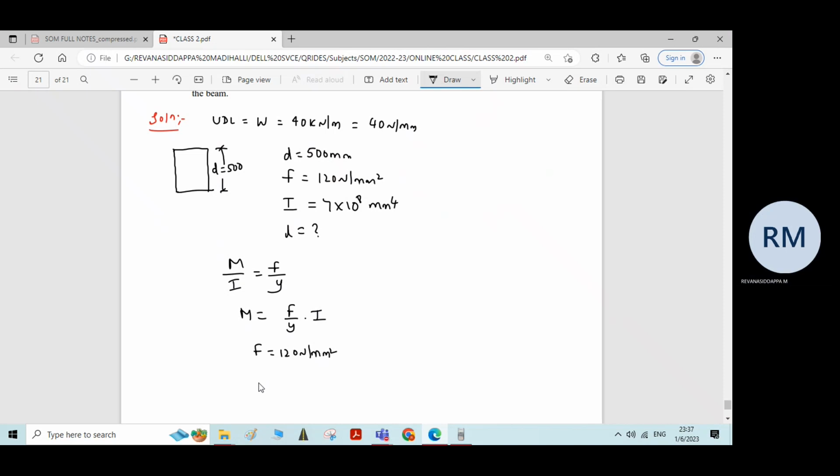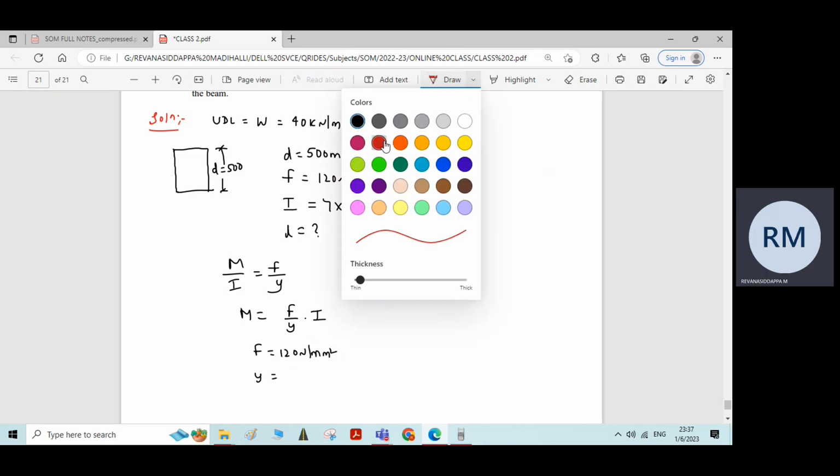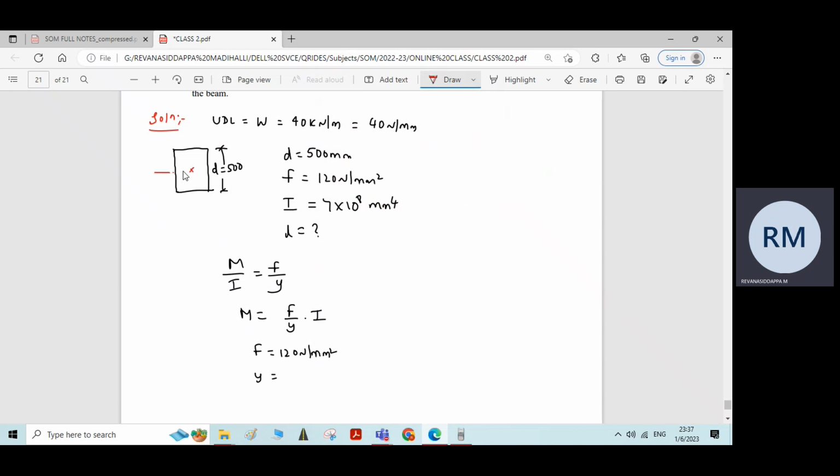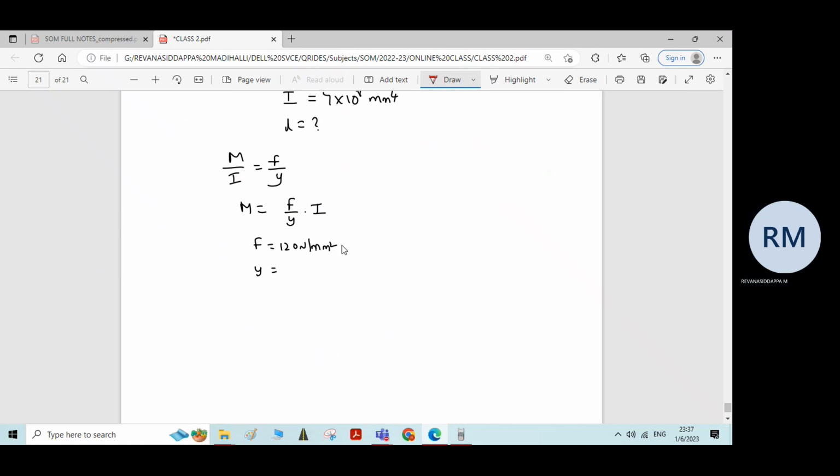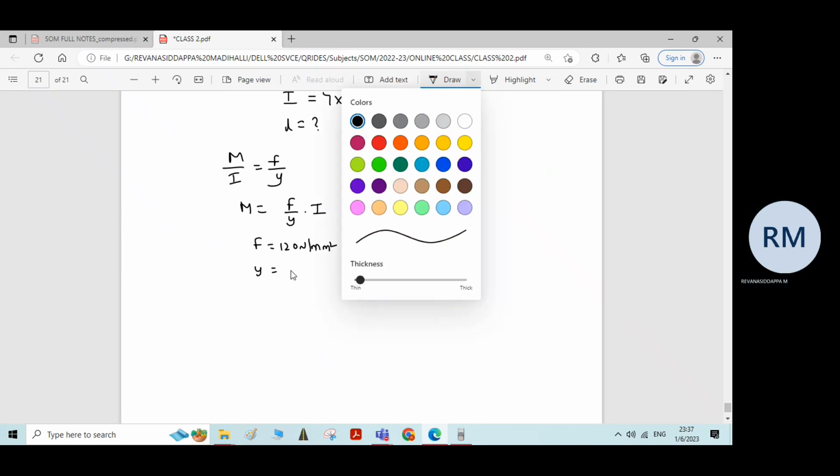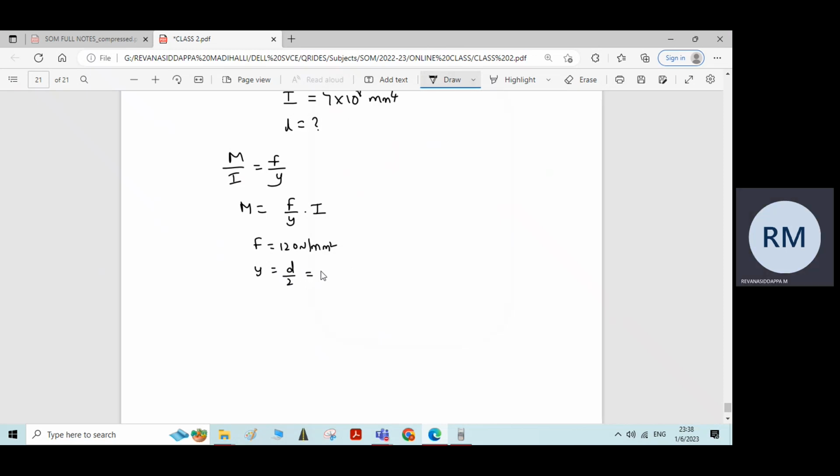Then Y is nothing but distance of extreme fiber from the neutral axis. So for rectangle, this is the neutral axis. So distance of extreme fiber from the neutral axis will be d by 2. Therefore, Y is equal to d by 2, is equal to how much you will get? 500 divided by 2, 250 mm.